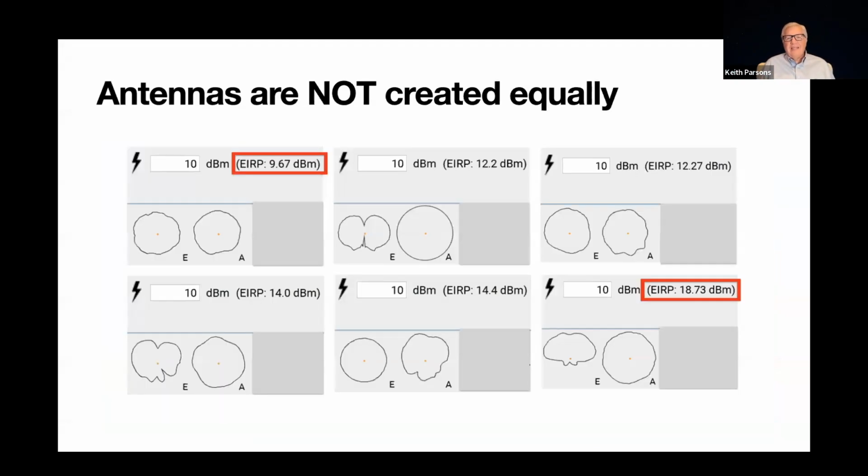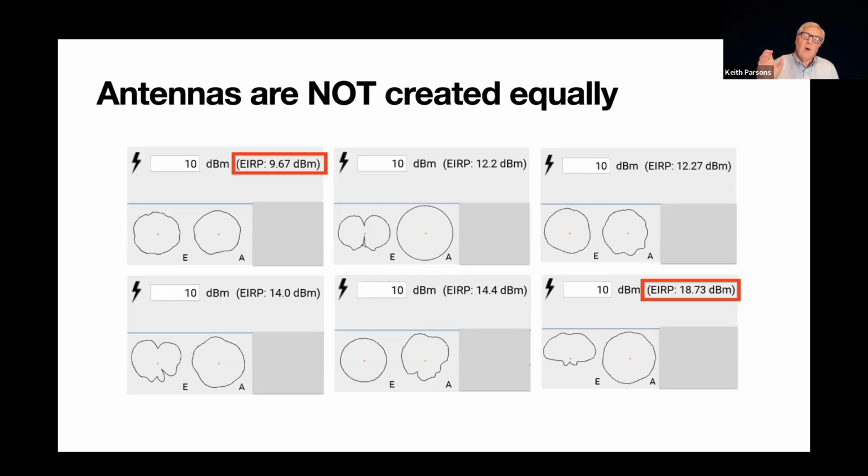Now, all antennas aren't created equally. We could have an antenna like the one on the upper left, where if you put 10 dB in, 10 dB EIRP is what you get out, and you actually lose a little bit of energy. Or you could look at the one on the bottom right, where you put 10 dB in and you get more than 10 dB out. That's because it's focusing it.